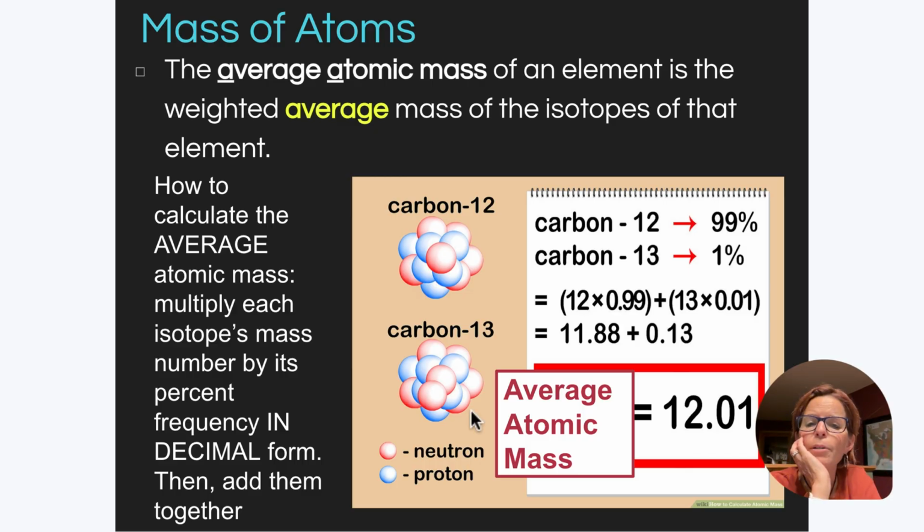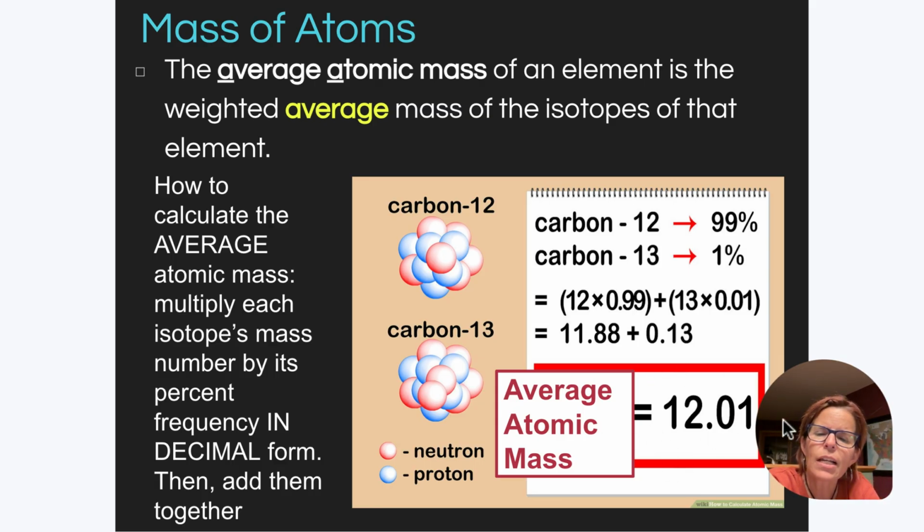Carbon-13 is an isotope of carbon, and here we're saying it makes up the other 1% of carbon. 99% is carbon-12. There is also carbon-14, and it's some very small percent, so we ignore it for this example problem. Carbon-13's mass is 13, and because it's carbon, it has 6 protons, but this one has 7 neutrons. That's why we have a mass of 13. So carbon-12 is a whole number, carbon-13 is a whole number.